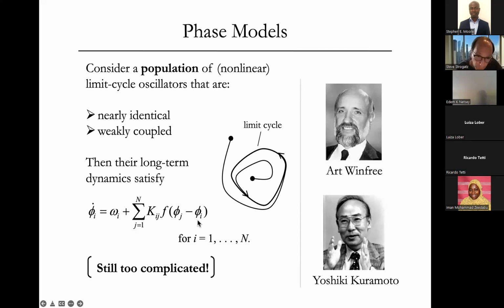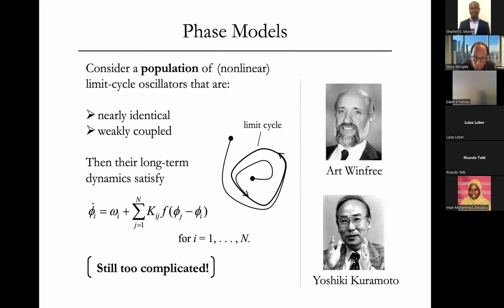So this is a big improvement because now it's only one variable per oscillator. i is the index telling me oscillators 1 up through N. It's only one variable, phi sub i, but still there's a lot of complications because of this K_ij and because these omegas might be some complicated set of numbers.